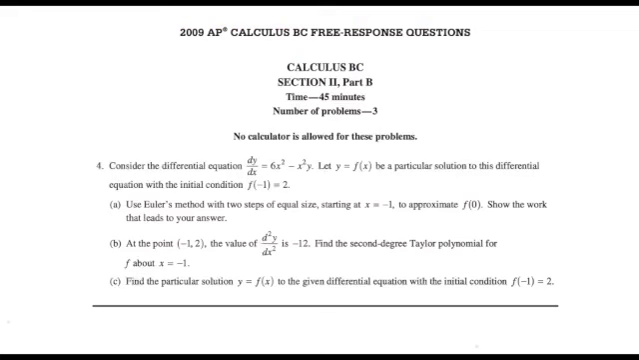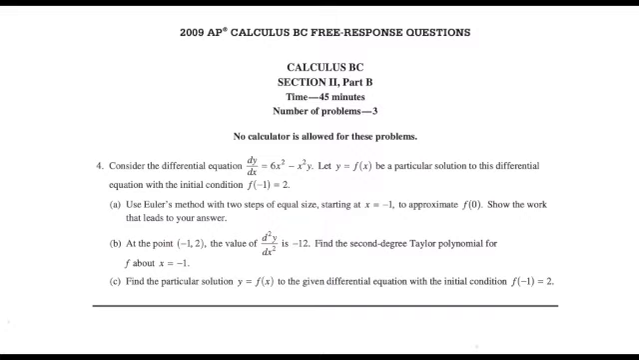Hi, my name is Emily and I'm going to be going over problem number 4 on the 2009 Calculus BC FRQ. The problem gives you a differential equation dy/dx equals 6x squared minus x squared times y. You are also given an initial condition f of negative 1 equals 2.